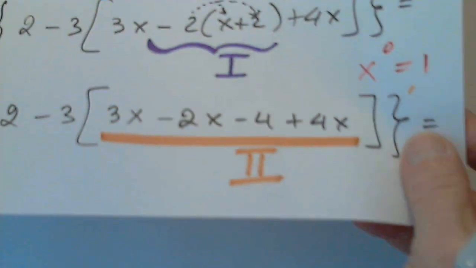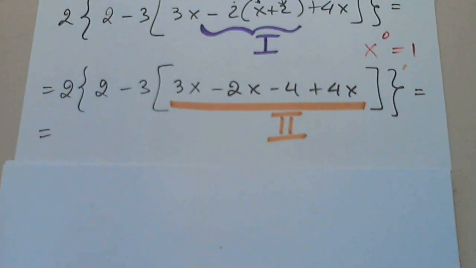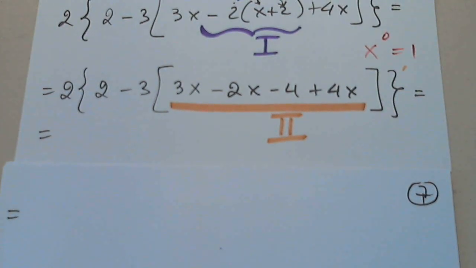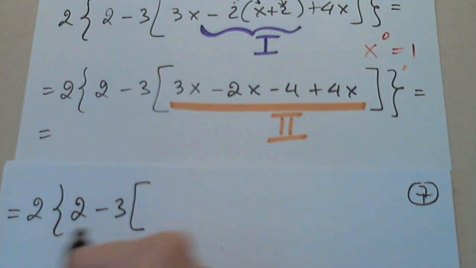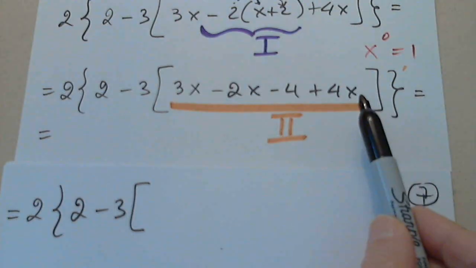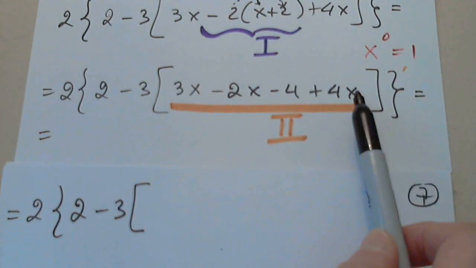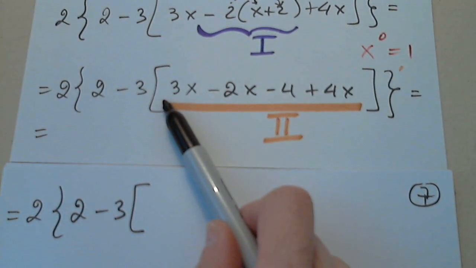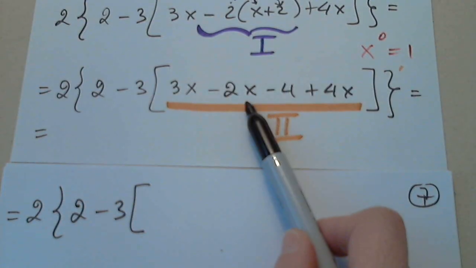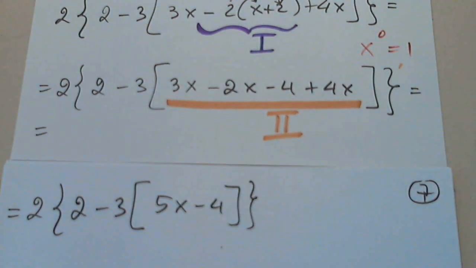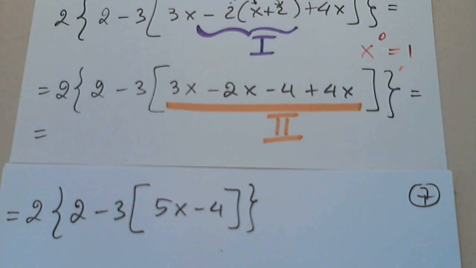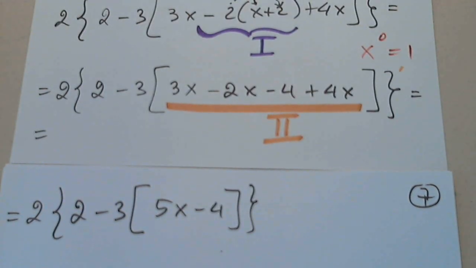5x minus 4. We'll see in a moment. Yes, I think so. I must copy everything else. 2 braces, 2 minus 3 bracket. So now here you can do whatever you want. 4 apples plus 3 apples is 7 apples, minus 2 apples is indeed 5 apples minus 4. Close the bracket, close the braces.